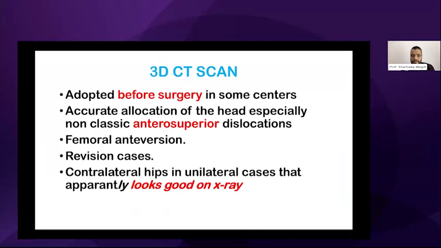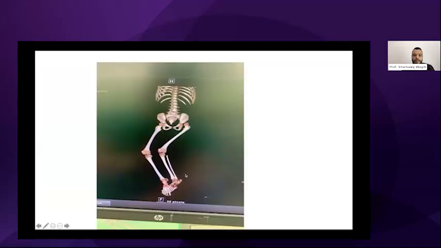Sometimes we need 3D CT. Some centers adopt CT for every patient before surgery. It is also very nice for evaluating the other hip that looks fine on X-ray, because if you do CT, you will find it is dislocated. It is very nice to determine how much femoral anteversion there is, in revision cases and in the contralateral hip that looks fine on X-ray.